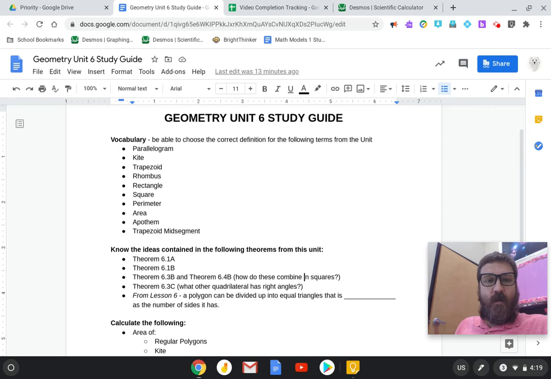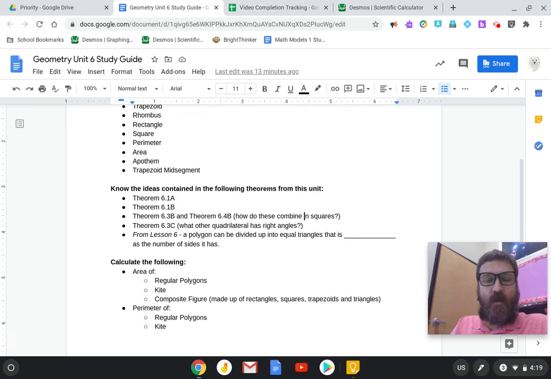You need to know these theorems and what they say. I'm not asking you to know the exact word for word definition, but you do need to understand the concept behind them. And then there is one thing from lesson 6 that you need to know, and it is that a polygon can be divided up into triangles equal to the number of sides that it has.